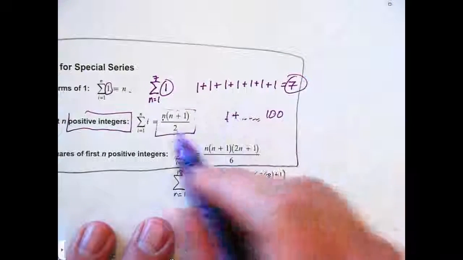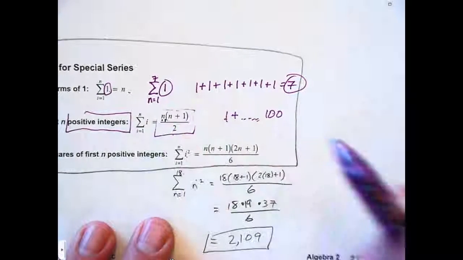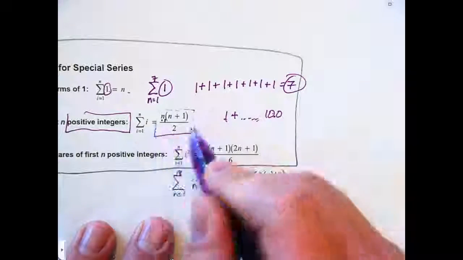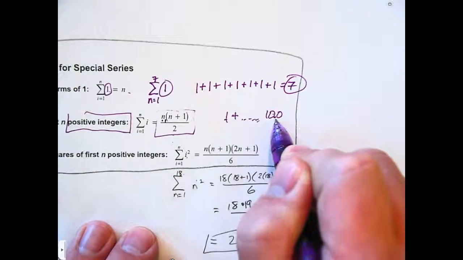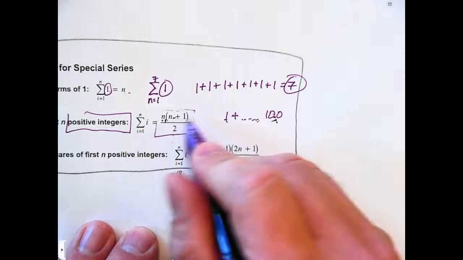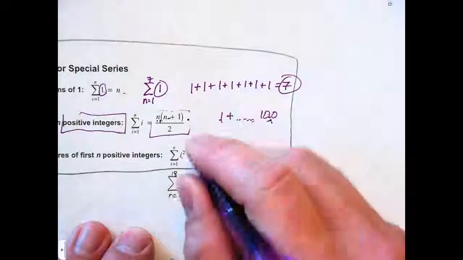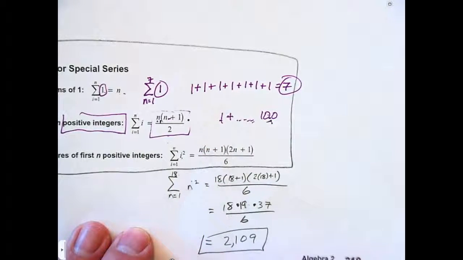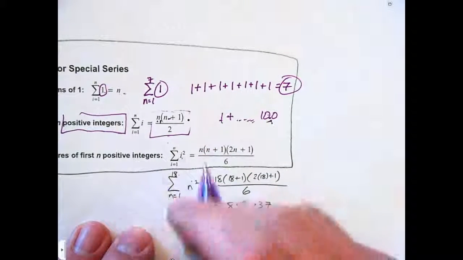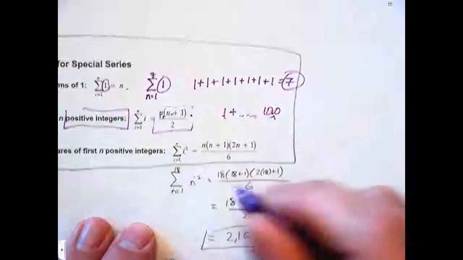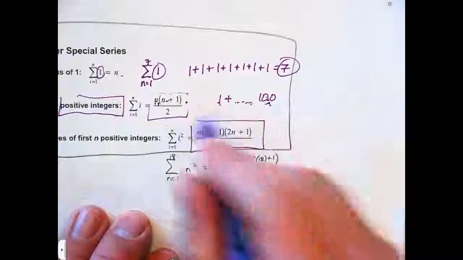So you take whatever n is, 100, right? In this case, that would be 100. You would add 101 to it. And you divide by 2. Okay? Or you multiply 101 by it and divide by 2. Okay? So n times n plus 1. And then this one we just did.